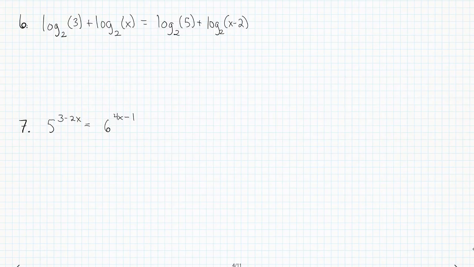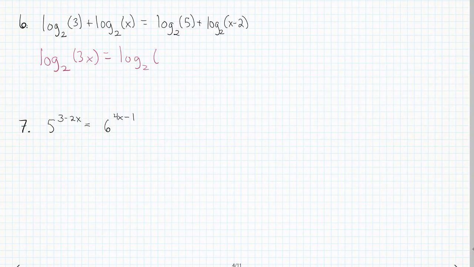So now, moving to this next one, we have another logarithm one. And when you see this, notice all our bases are the same. So we can use the product rule for logarithms once again. So we get log base 2 of 3x equals log base 2 of 5 times x minus 2. Okay, so now taking a look at this piece, where do we go from here?